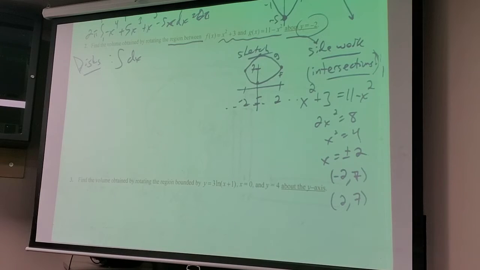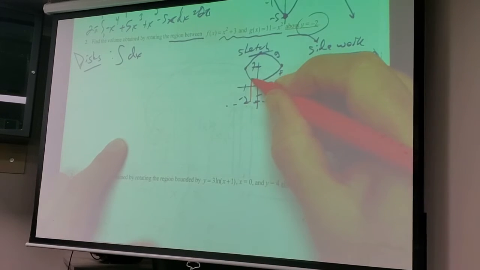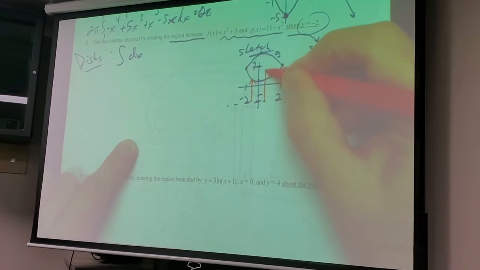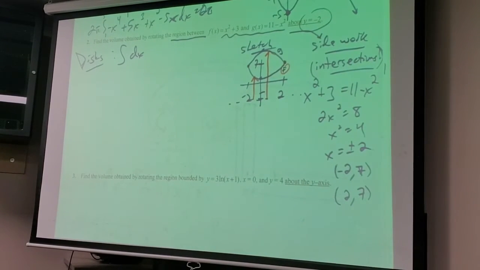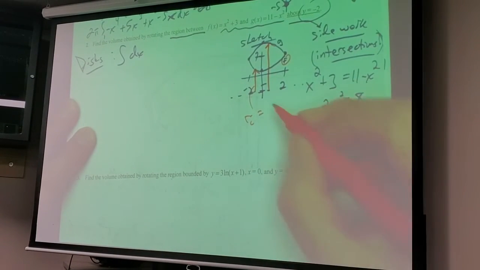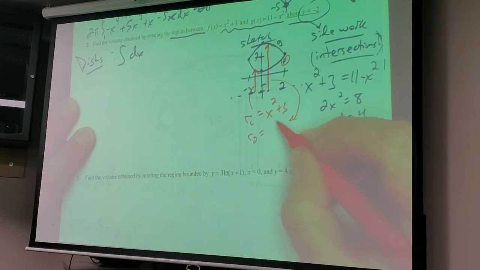You guys see that? How do you draw in the inner radius? Where would you start? Yeah, from the axis of rotation. I love it. That's the definition of radius. It starts at the axis of rotation, and it goes up. The first wall I hit is the f function, and the second wall I hit is the g function. So what's r inner? Yeah, x squared plus 3. And what's r outer? 11 minus x squared.